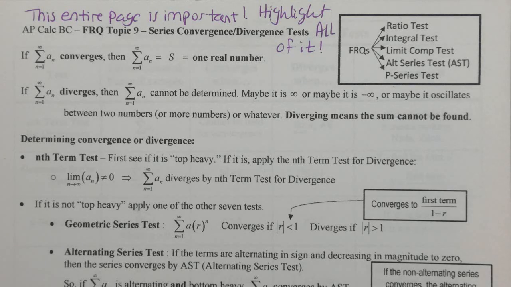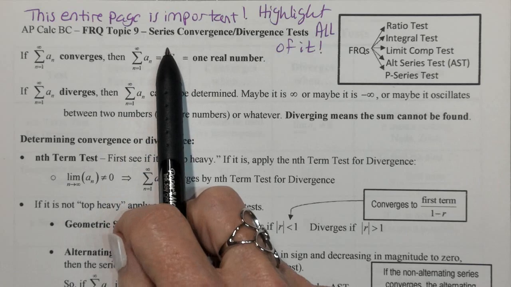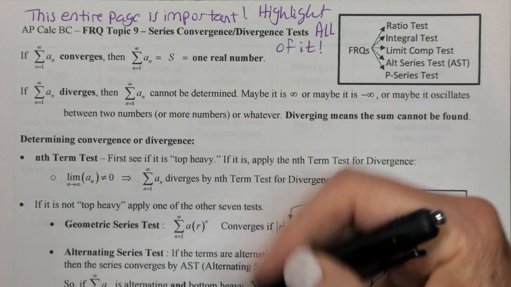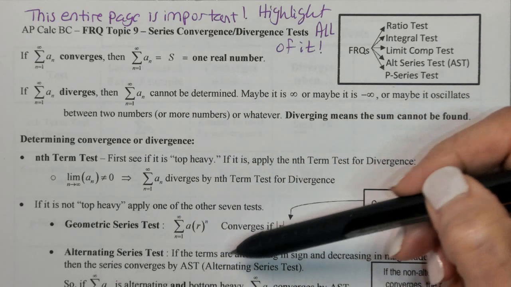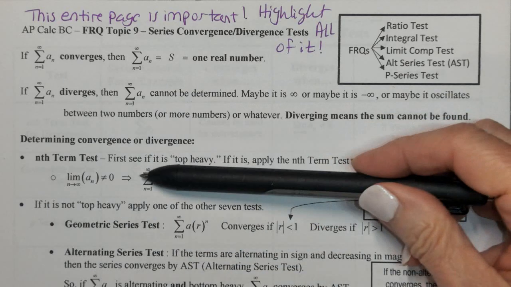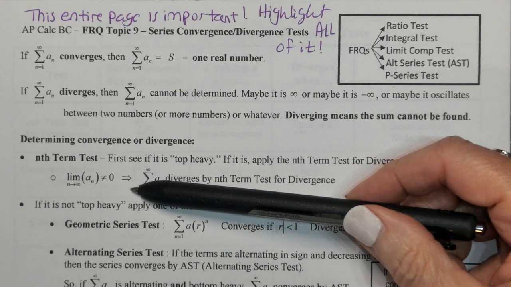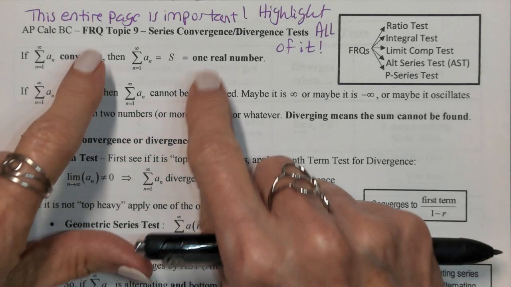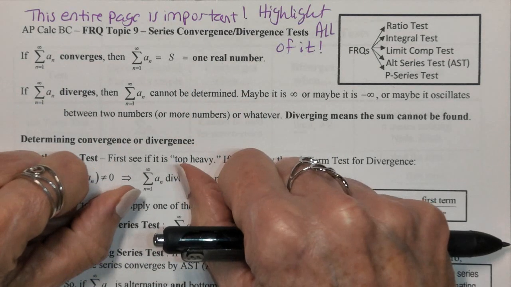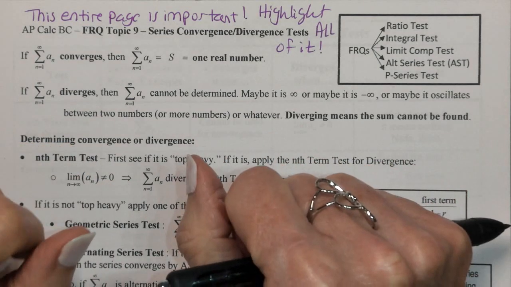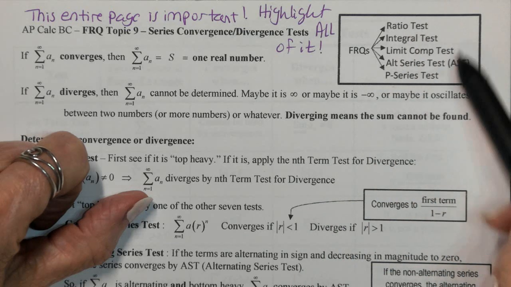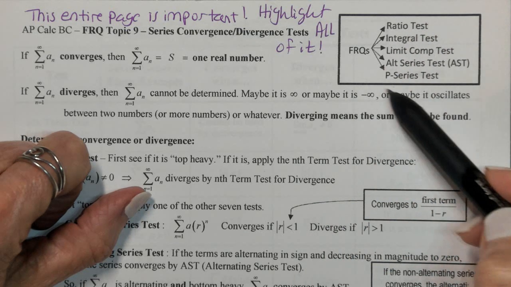We are on FRQ topic number 9. This is series, convergence, and divergence tests. And this first page in your packet is all important. This is a little recap of all of our convergence and divergence tests. I started to highlight things on a different one and I found myself highlighting everything. So just know that it's all important. On FRQs, these are the tests I've seen most frequently.